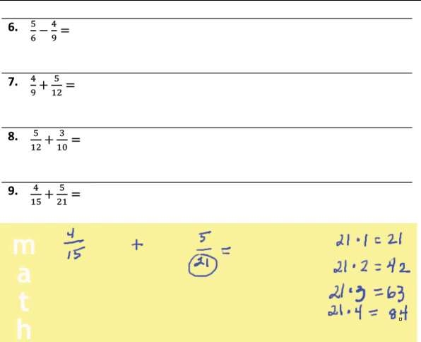Okay, we still didn't find something that 15 goes into. Let's try 21 times 5. And we get 105. And finally, we have something that 15 goes into. All right, 15 divides into 105 7 times. All right, so let's put down our common denominator.